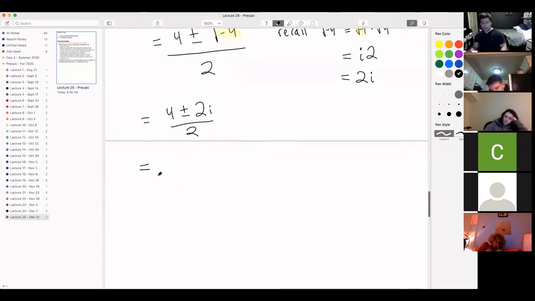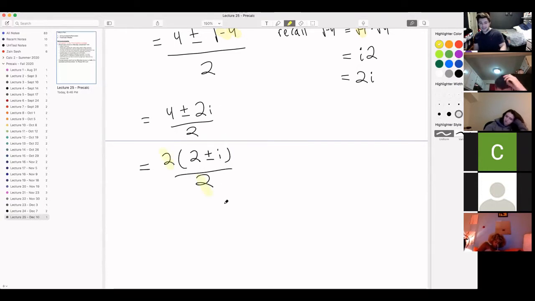Now, you can simplify this a little bit. You can factor a 2 out from the numerator. So this is 2 times (2 plus or minus i), divided by 2. And now you can legitimately cancel out the 2's. So here we go. The answer is 2 plus or minus i. These are your solutions.